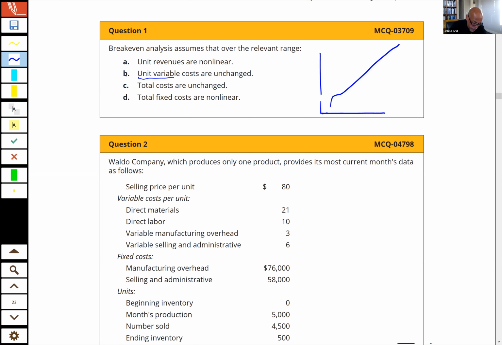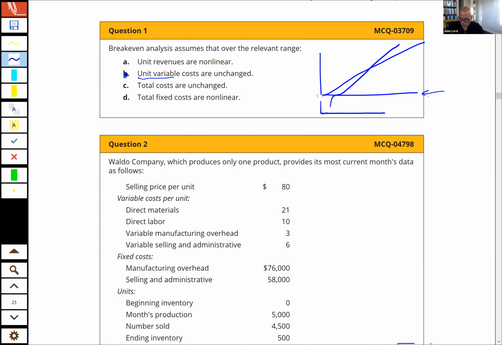Unit costs are unchanged. Total costs, no, my total cost line changes because of the variable component. As I produce more units, my total costs go up, right? So total costs are not unchanged. Total fixed costs are nonlinear. And I guess the problem I have here, and that's not the right answer, is that this would mean it is not linear. I mean, I don't know.